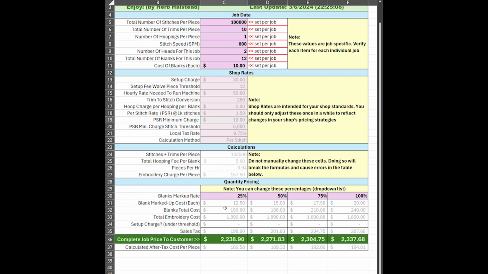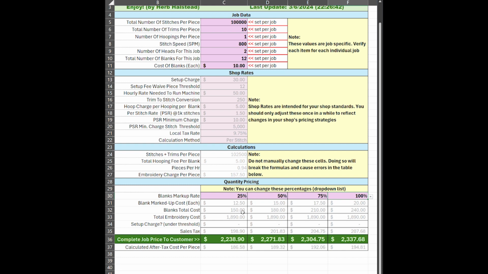We get down to the quantity pricing section, and the first thing I want to tell you is that there are 4 presets here: 25, 50, 75, and 100%, and that's the markup rate for your blanks. So say that your blank costs you $10. When you have a 25% markup, it comes up to $12.50, and 50% comes up to $15, etc., etc. Now the other thing I want to tell you is if you click on these, you can actually change these presets.